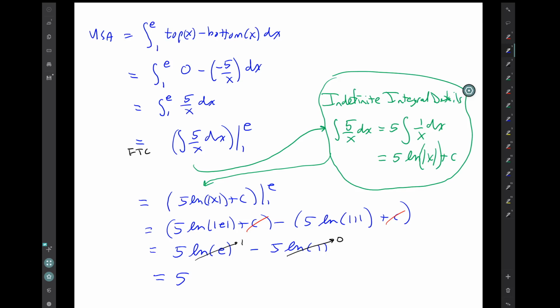Notice the indefinite integral of 5 over x is simplified by doing 5 times the indefinite integral of 1 over x, and using the indefinite integral rule for 1 over x, you get 5 times ln of absolute value of x plus c. Substitute that back in. The constant of integration cancels. And then we go to work simplifying the absolute value expressions. Absolute value of e is just e. Absolute value of 1 is just 1. And then we simplify these logarithm expressions. ln of e is just 1. ln of 1 is 0. That's the end of that example.